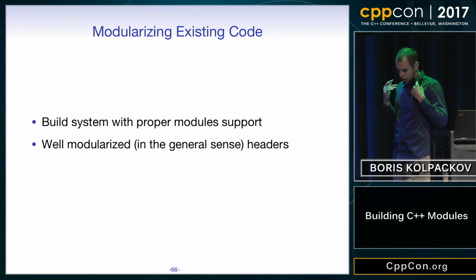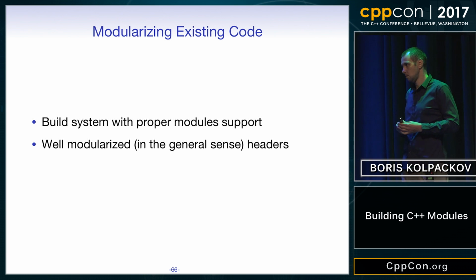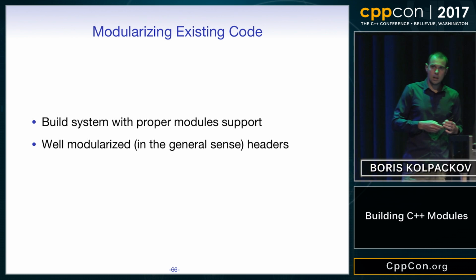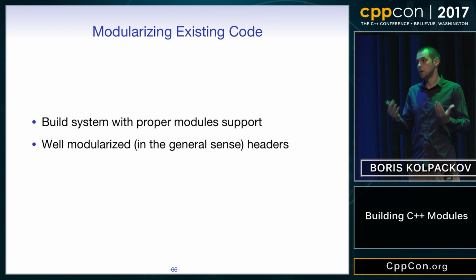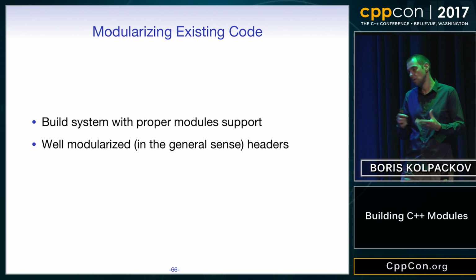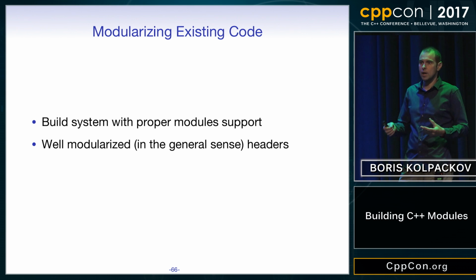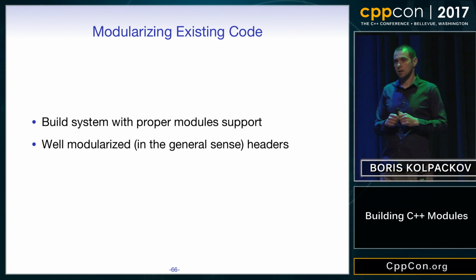Okay, let's now see how we can modularize existing code bases. So this is where it gets interesting. At the outset, I would suggest that you start with a build system with proper module support. For any non-trivial code base, your life is going to be hard enough without also fighting this battle. Another point is it helps a lot if you have a well-modularized, in a general sense, set of headers.